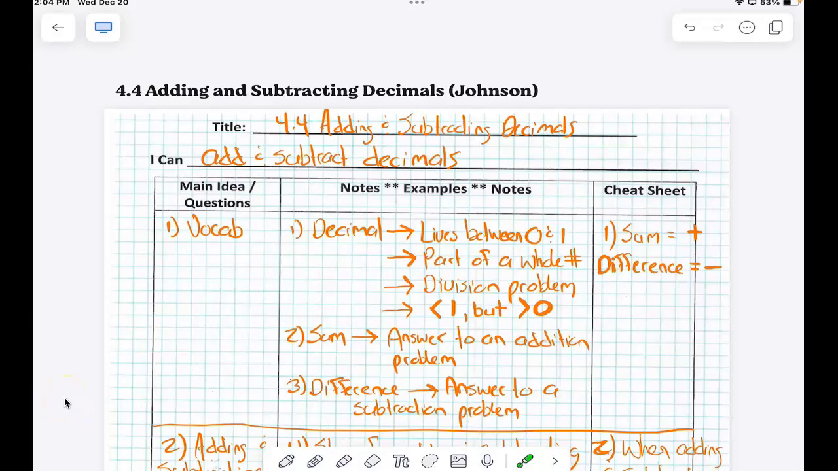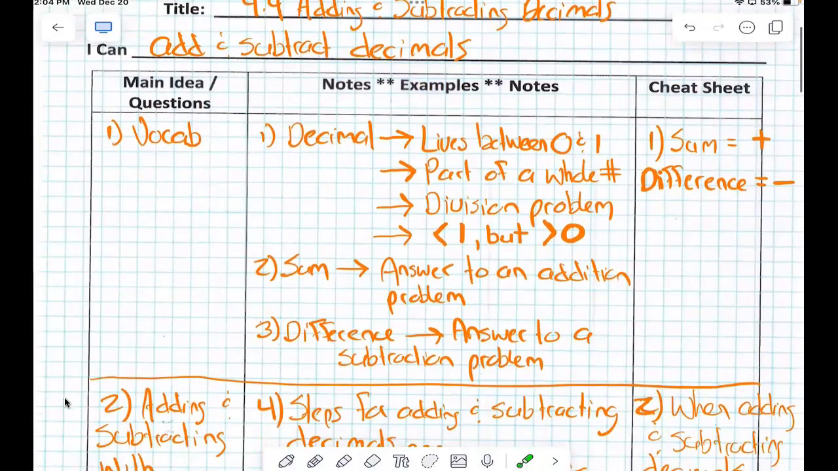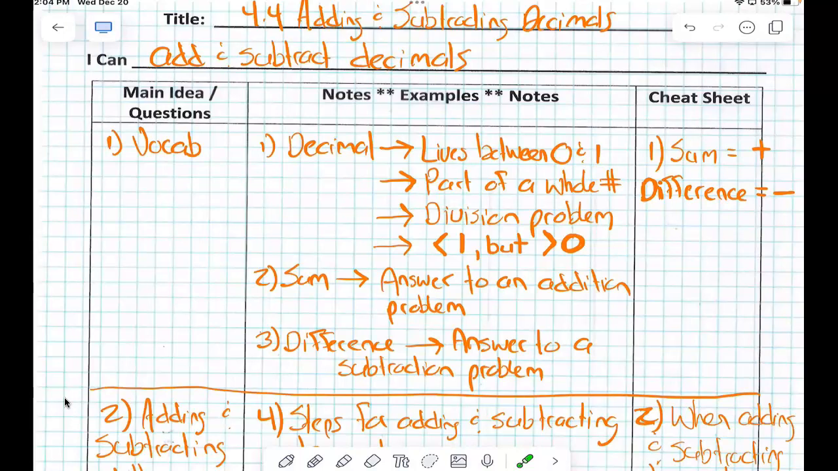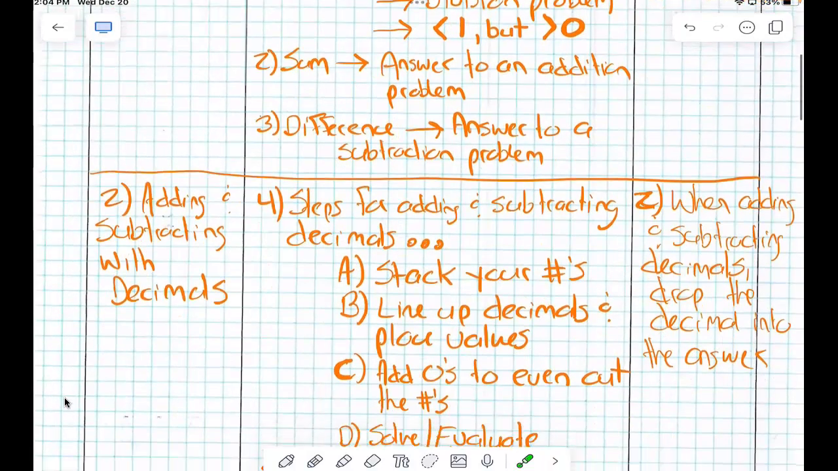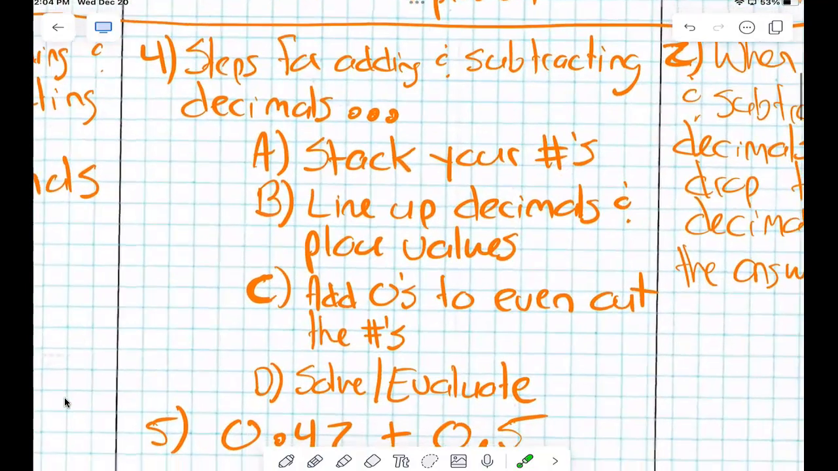4.4 adding and subtracting decimals. Can you add and subtract decimals? Yes. All right, class. What's the answer to an addition problem called? Sum. What's the answer to a subtraction problem called? Difference. When we add and subtract with decimals, we follow 4 very basic steps.